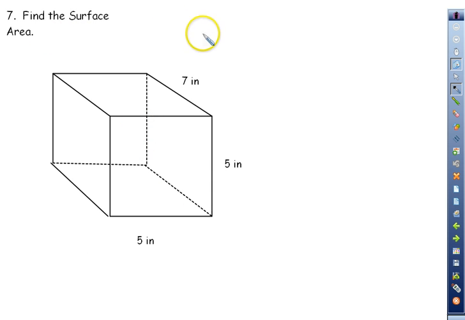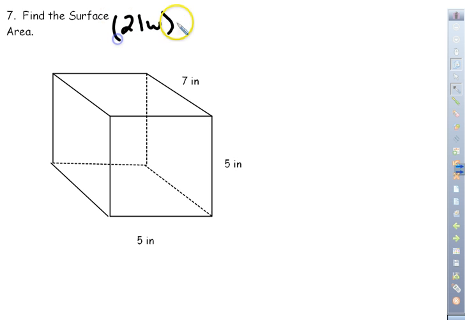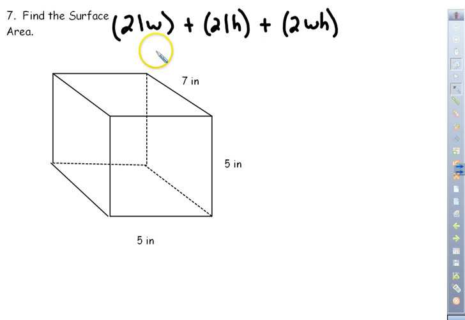Next one is finding the surface area. Surface area is a little more difficult because of the formula, but again, utilizing that is an absolute must. So 2 times the length times the width, plus 2 times the length times the height, plus 2 times the width times the height. And when you take all those, plug them in.